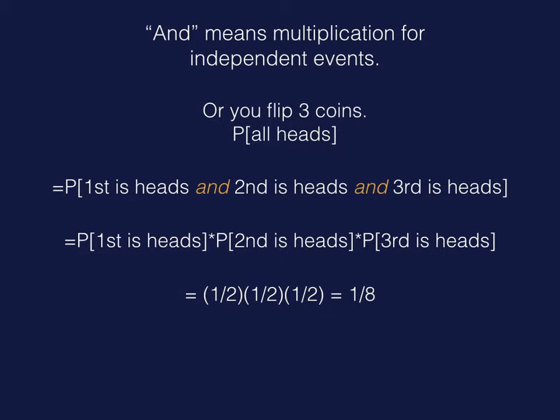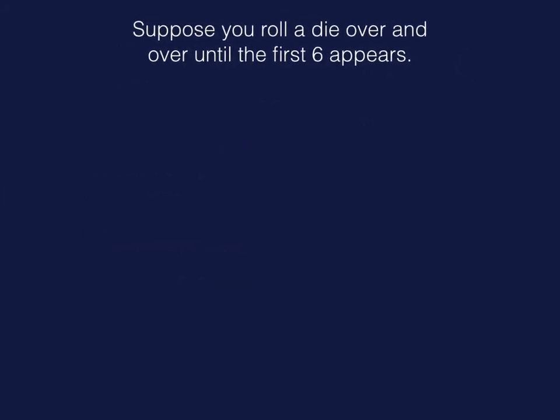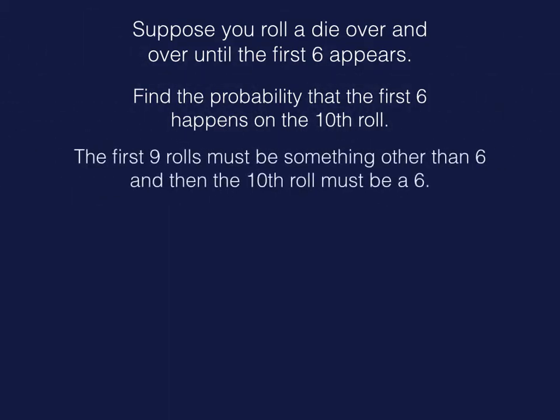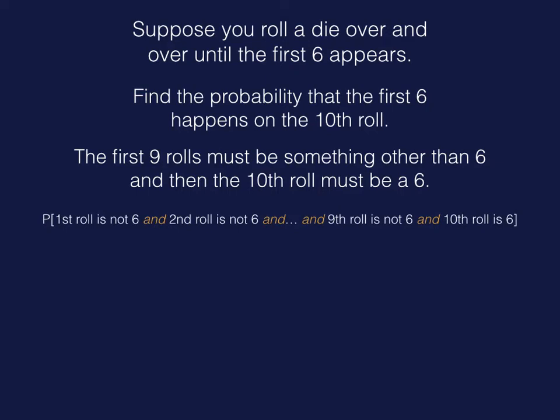Okay, a slightly trickier example is, let's say you're going to roll a die over and over until the first 6 appears. So I want to find the probability of the first 6 happens on the 10th roll. Okay, so I have to ask myself, in order for that to happen, what is actually going to happen when I roll the dice, that the first 6 happens on the 10th roll? Well, that means I have to get 9 rolls where I get something other than 6, followed by the 10th roll is a 6 exactly. So that means I have to get a whole bunch of rolls, 9 of them that are not 6, and then the 10th roll is a 6.